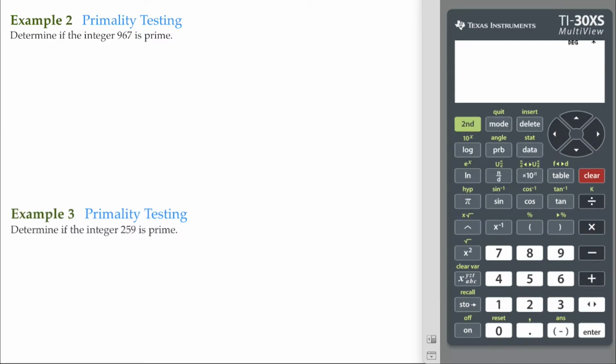For these examples, we are going to be doing primality testing. Primality testing is a way of seeing if a particular number is prime or not, especially if that number is particularly large. We're also going to be using a calculator.